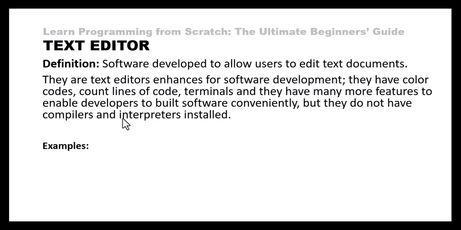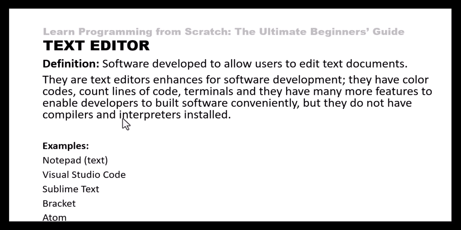Examples of text editors: we have Notepad. You can use it for documents. You might also have Microsoft Word. You can also use it for editing documents. But examples of text editors that are meant for software development: you have Visual Studio Code, Sublime Text, Brackets, Atom. There are many more out there. There's Notepad++. There's a lot of them out there. You just pick the one that you like. You try all of them, and you stick with the one that you want. So that's what text editors are.